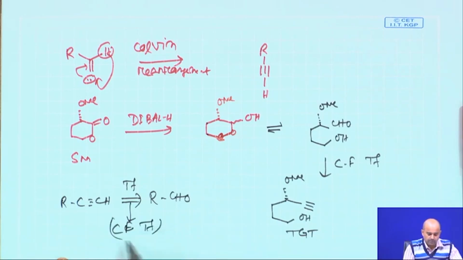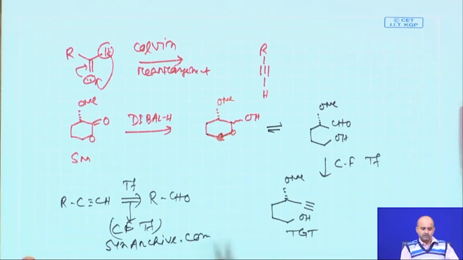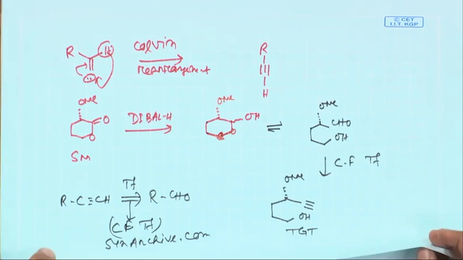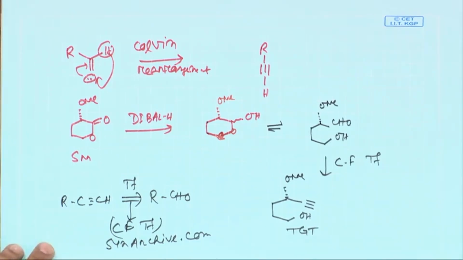Now, for the detailed mechanism of this step you can go to scenearchive.com, which I told you about in the beginning; scenearchive.com will give you a list of name reactions and base transformations, and Corey-Fuchs is a very important reaction. So, in this way you can get access to an alkyne starting from an aldehyde.